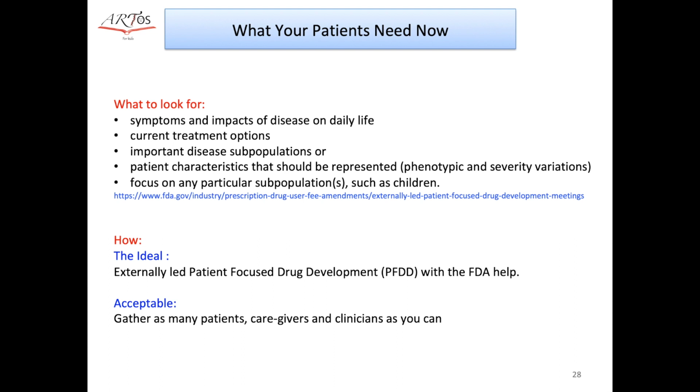How to get all this information? The ideal would be to perform an externally led patient-focused drug development, PFDD, with the FDA's help. An acceptable option is to gather as many patients, caregivers, and clinicians as you can and follow the guidelines. Take into consideration that teenagers have a tendency to lower the intensity or importance of their symptoms. The patient-reported outcomes, what we call the PROs, have to be carefully evaluated.